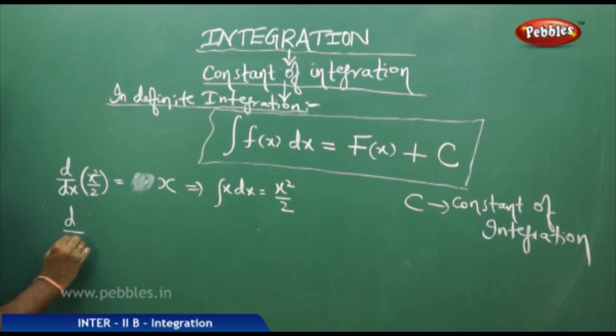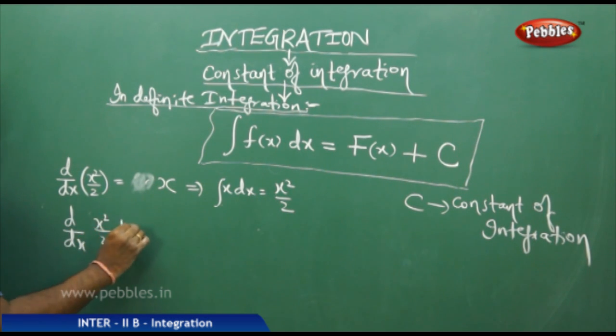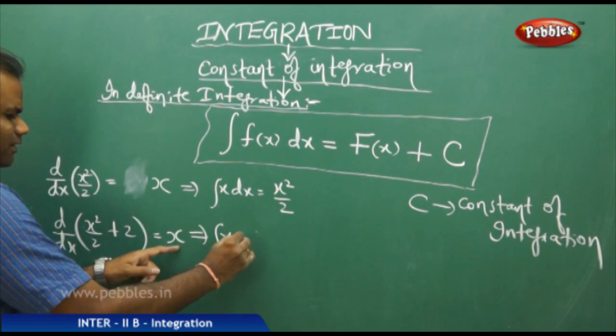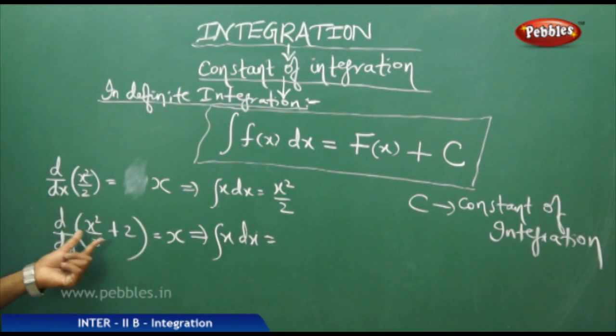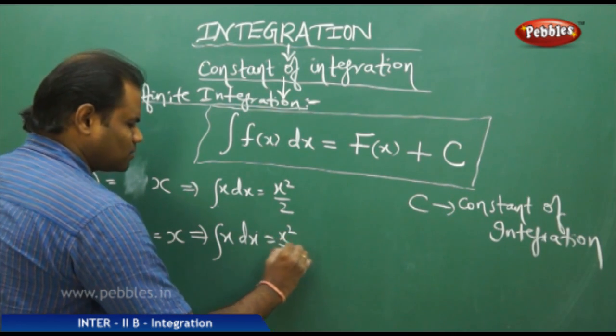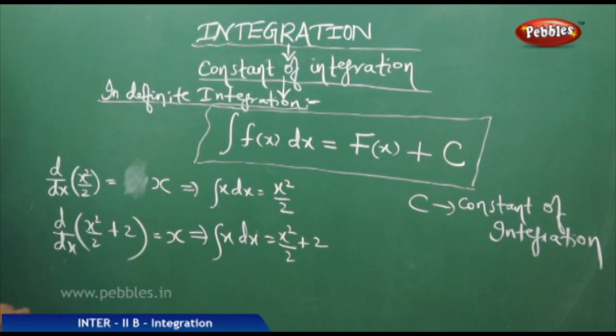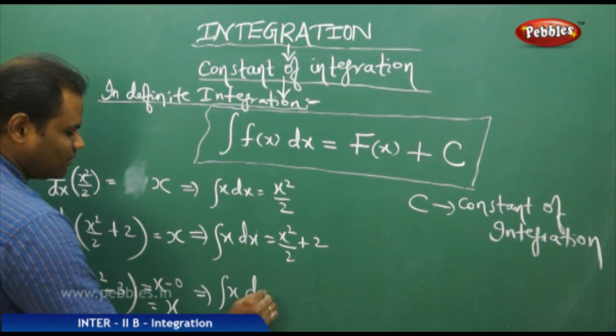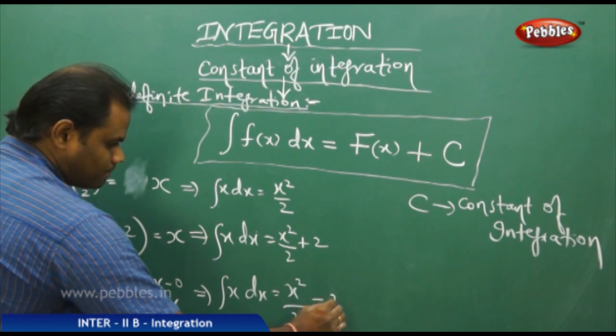Similarly, if I take d by dx of x squared by 2 plus 2, this also gives x, so the integration on the right side is equal to the anti-differentiation, that is x squared by 2 plus 2. Similarly, if I take d by dx of x squared by 2 minus 3, let's see what will be its derivative. This gives me x minus d by dx of 3, which is 0, which is also x. That implies my integral x dx can also be written as x squared by 2 minus 3.